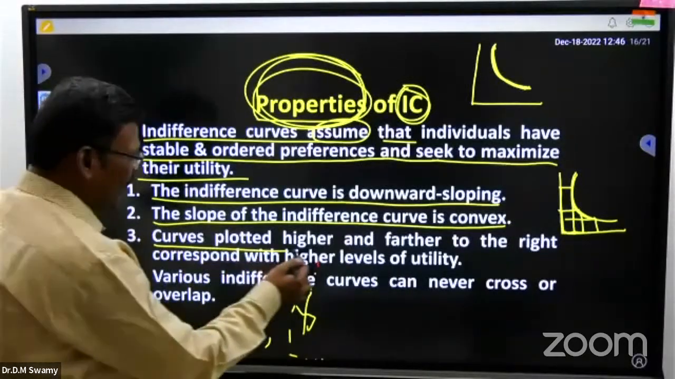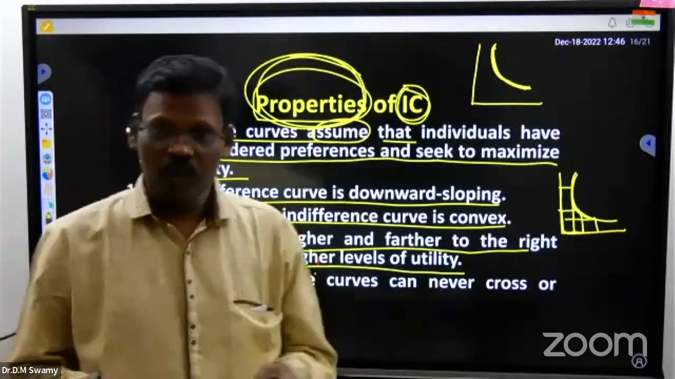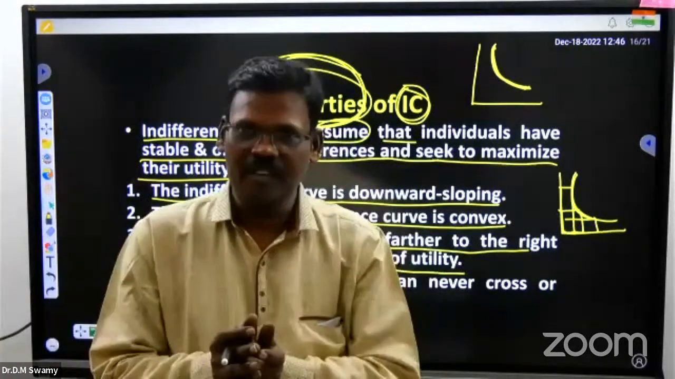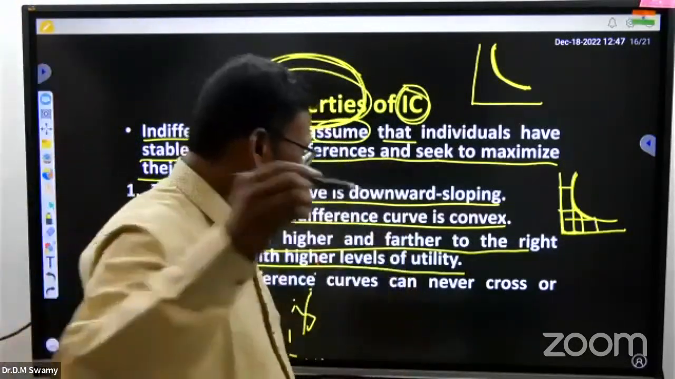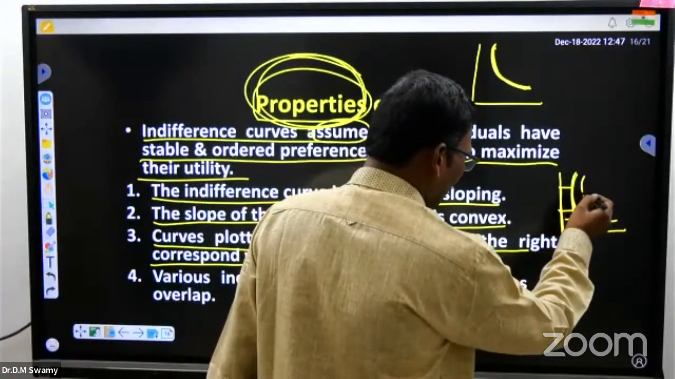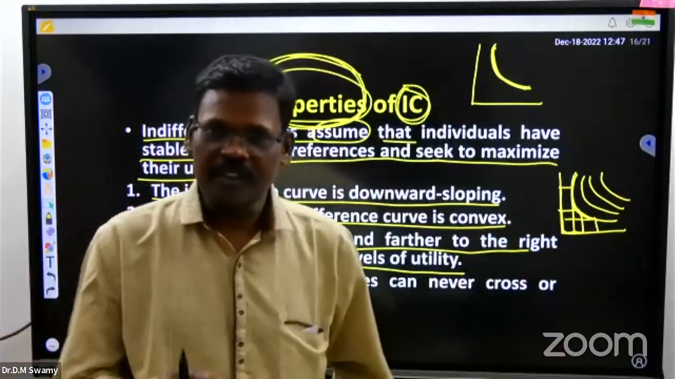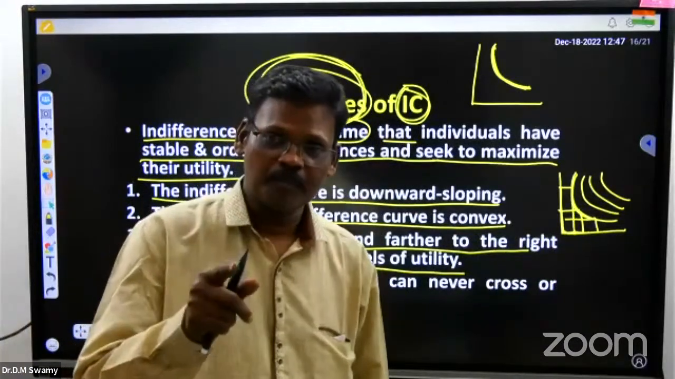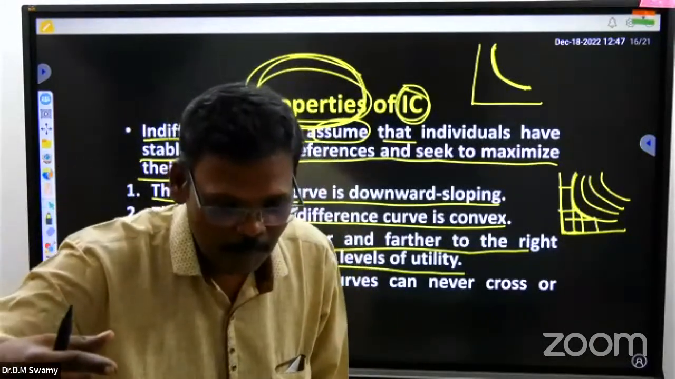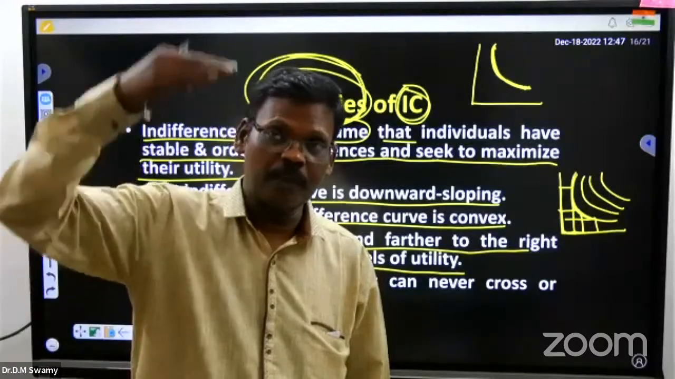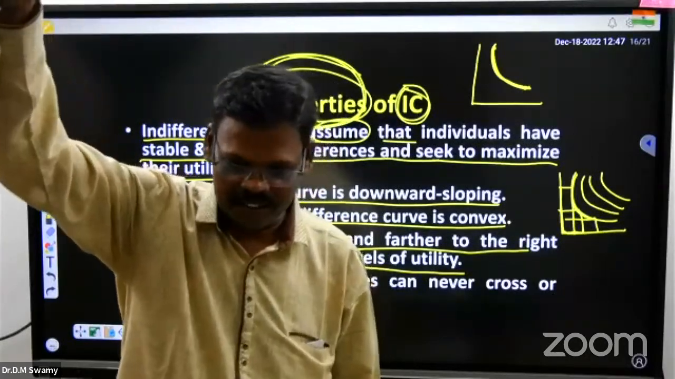A curve plotted higher and further to the right corresponds to a higher level of utility. If the consumer increases both commodities, the level of satisfaction automatically increases, and the indifference curve will move upward. If the consumer gets the same level of satisfaction, the point changes on the same curve. If the level of satisfaction is increasing, the indifference curve is moving upwards. The indifference curve moving upwards means the level of satisfaction is increasing.